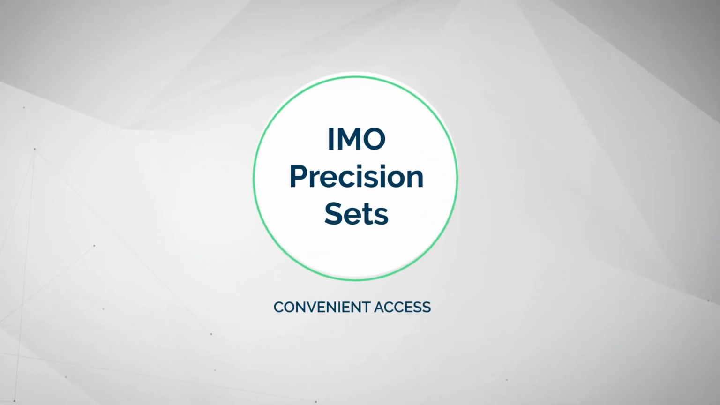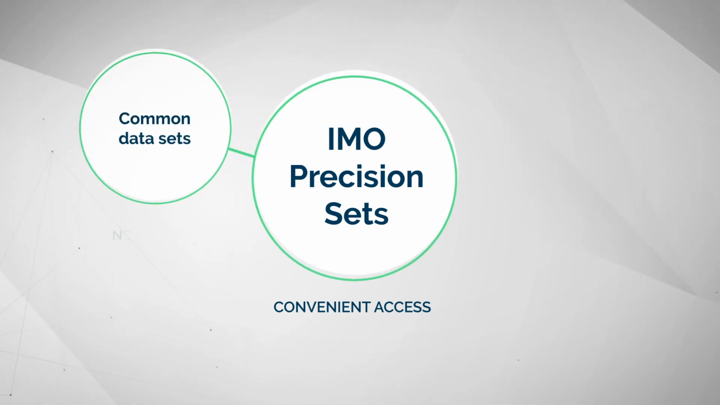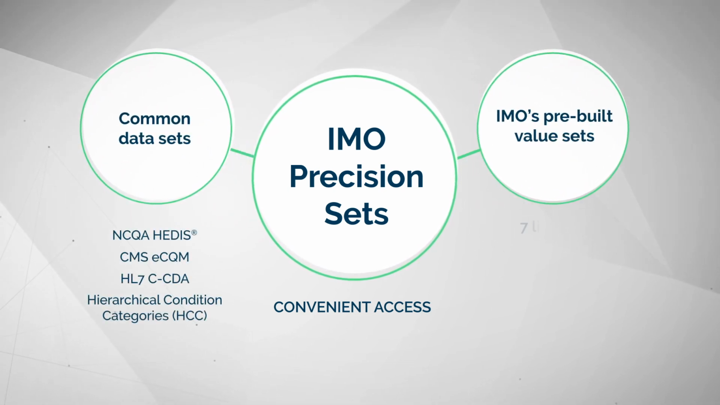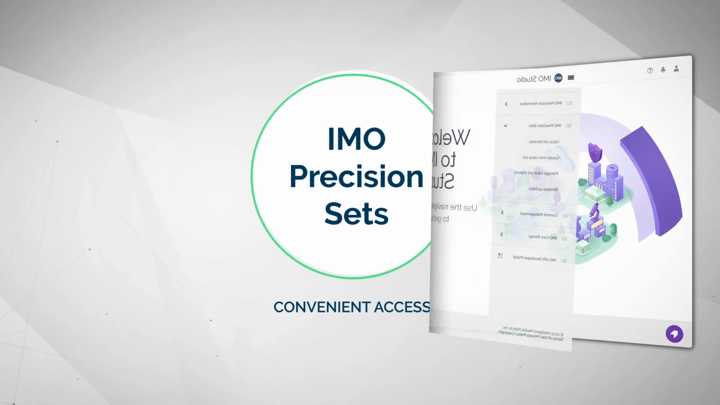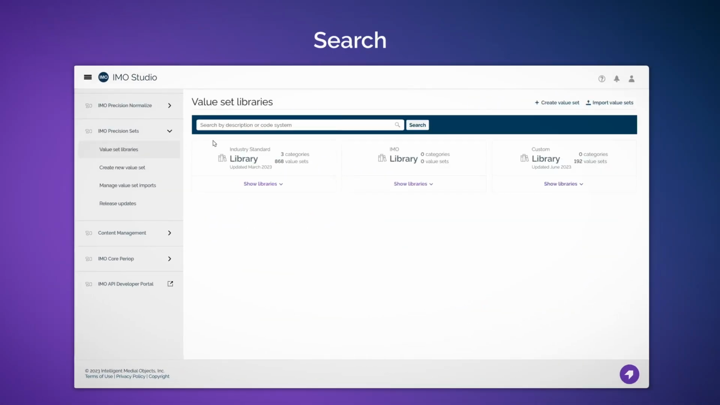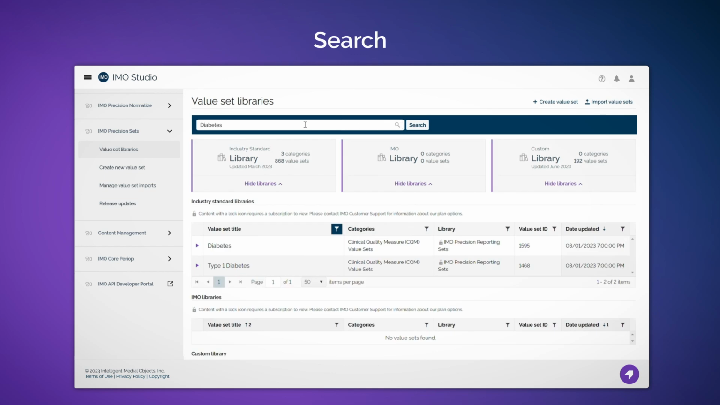With IMO Precision Sets, users can conveniently access the industry's most common data sets for reporting and accelerate workflows by leveraging more than 200 pre-built value sets. All of this is available within a single web-based tool that allows users to easily search for specific value sets.